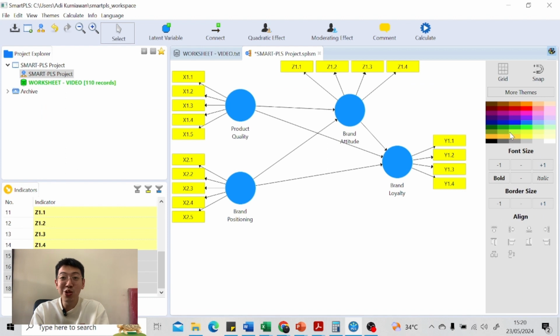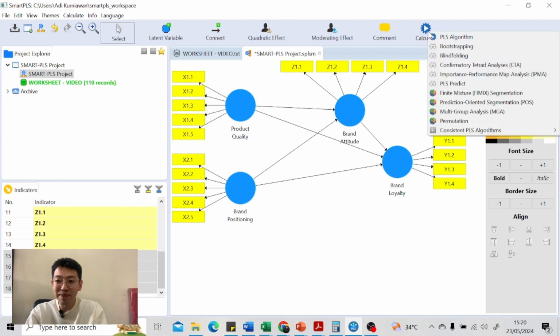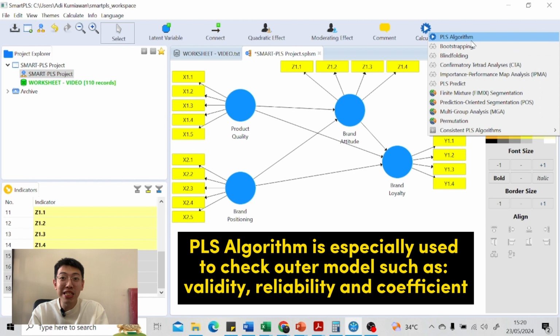To analyze all of those, there are three common functions in Smart PLS. You can find them from this Calculate menu. The first one is PLS algorithm. The second one is bootstrapping, and the last one is blindfolding. PLS algorithm is especially for analyzing the outer model. You can also find the direct effect, indirect effect, coefficient, and the path coefficient in PLS algorithm. R-squared and F-squared can also be found in PLS algorithm.